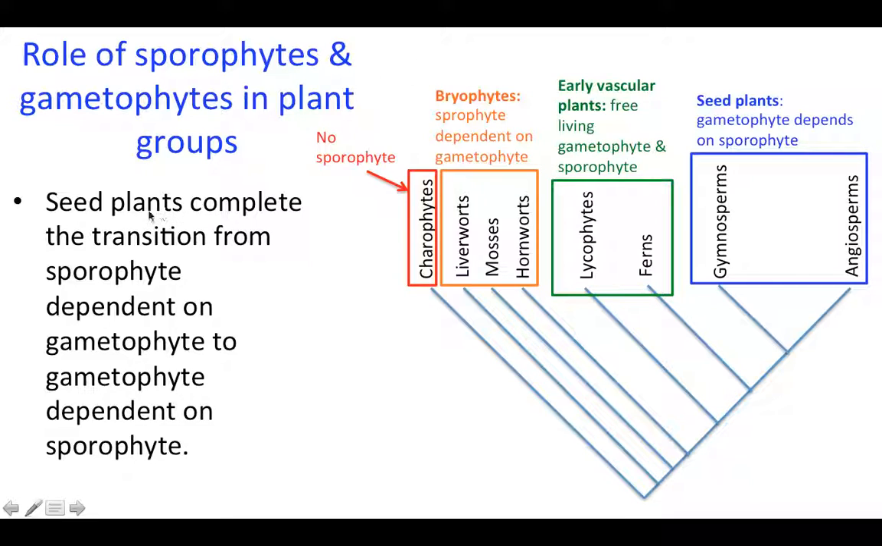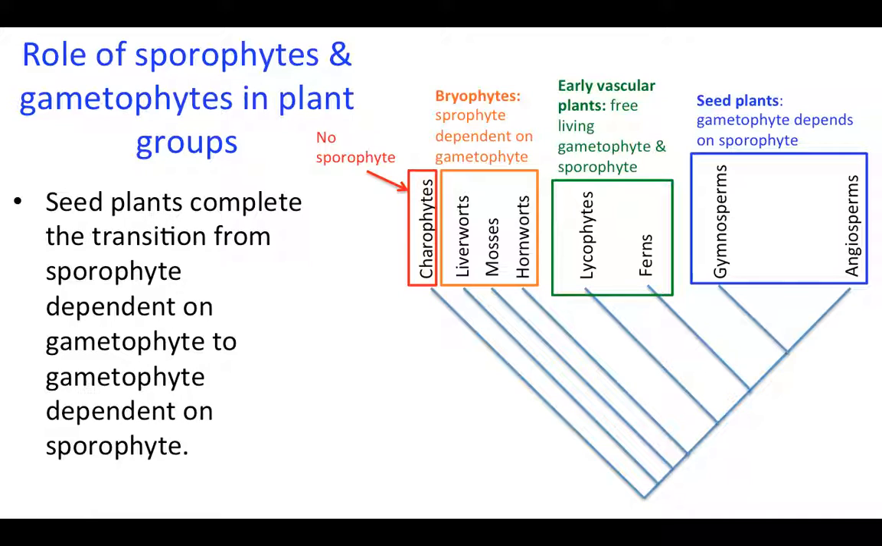The seed plants are going to complete our transition from the first terrestrial plants, which had a sporophyte that was dependent on the gametophyte, up to the point now where we have a gametophyte that is dependent on the sporophyte. To see that, let's go back through and review what each of these different plant groups does in terms of reproduction. So the charophytes aren't plants, they're algae, but they give us plants.